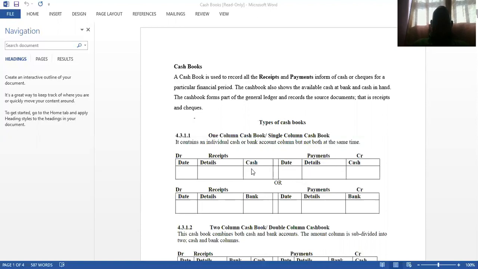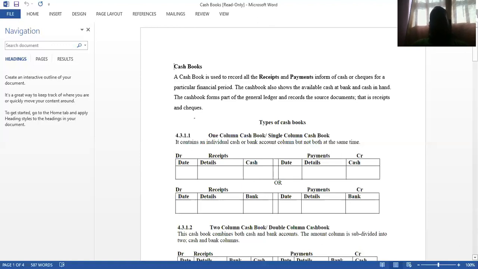It is called the single column cash book because either we are going to prepare the cash account, whereby we have only the cash, or we have the bank, meaning that this is a cash book whereby all the cash transactions are recorded separately, and all the bank or the checks are recorded separately. If they are recorded separately, then they are known as the single column cash book. Actually, the single column cash book is like a cash account, and the bank account is maintained separately.